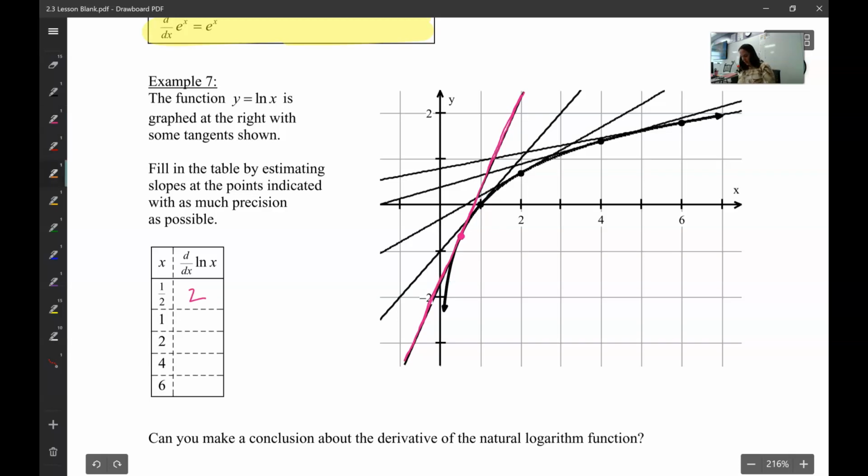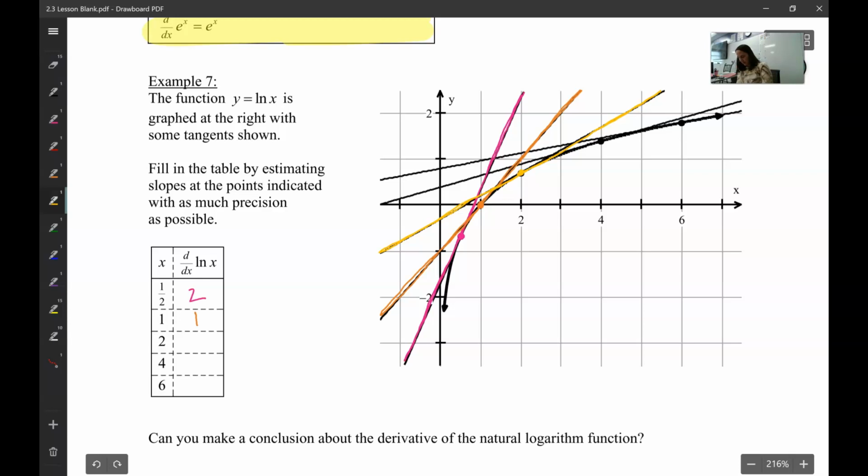Okay, now let's do x equals 1. So that's where x equals 1. Here's my slope line. And once again, do rise over run. This one's easy. Rise 1, run 1. So that's a slope of 1. Okay, let's do when x equals 2. So right here, here's my slope line. And it looks like for this one, we start here and end here. So this looks like I rise 1, run 2. So the slope at that point would be 1/2.